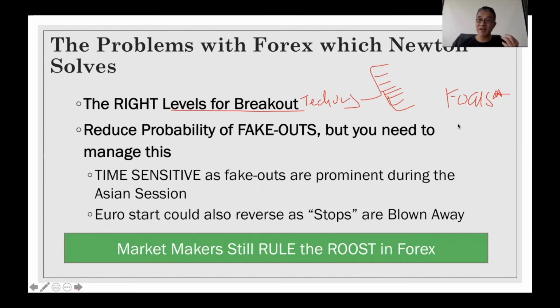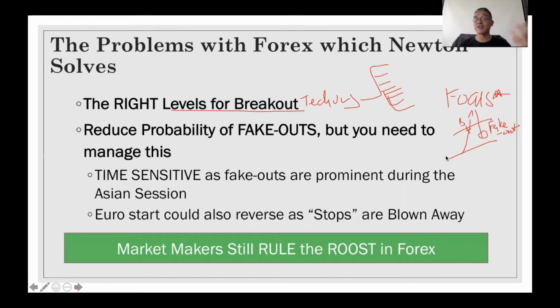Because when you have the right levels to go in, you know, a fake out is something like when a Forex pair goes there, you're happy, you're jumping because you say buy here and then it goes here, and guess what? It goes there. So you still have to be careful of all these fake outs. You know that fake outs can be time sensitive. They are more prominent during the Asian session.